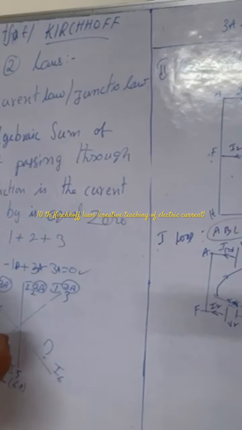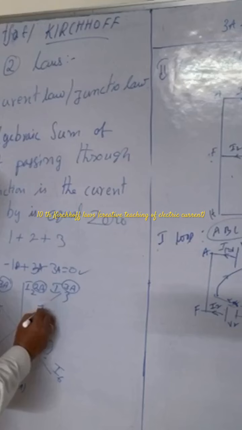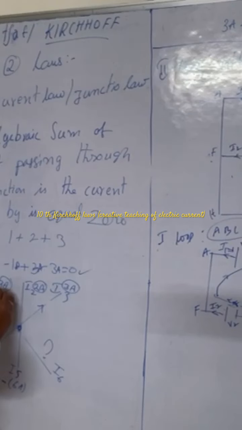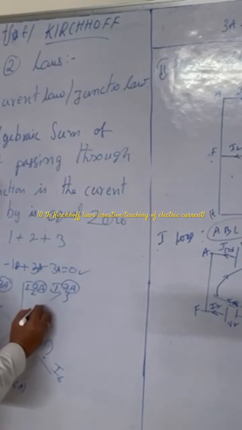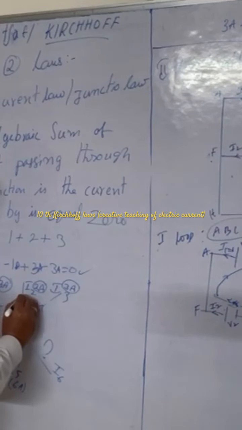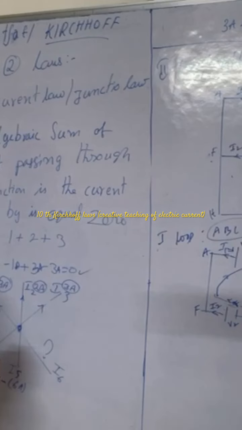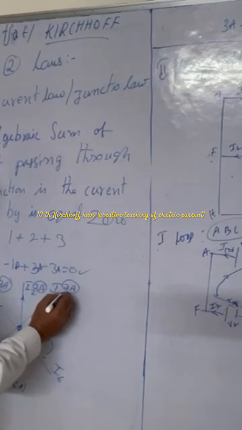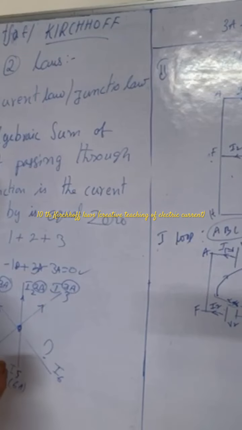Then there is a junction. What is a junction? Here is a junction. On this side, positive 3 amperes. On this side, positive 2 amperes. On this side, positive 3 amperes. But on this side the current will go, and on this side it is also coming inside.